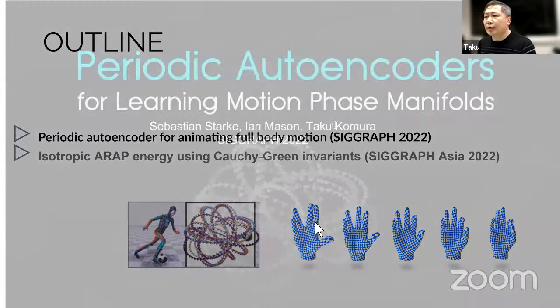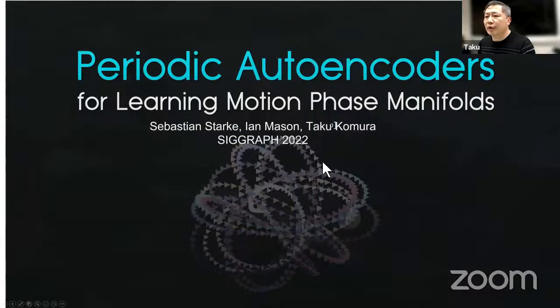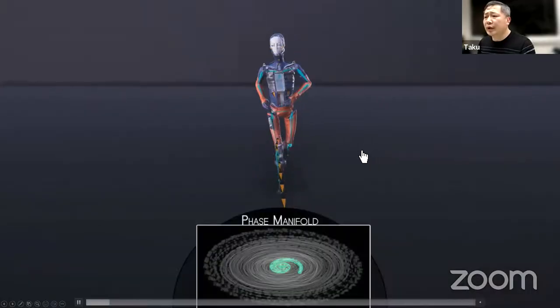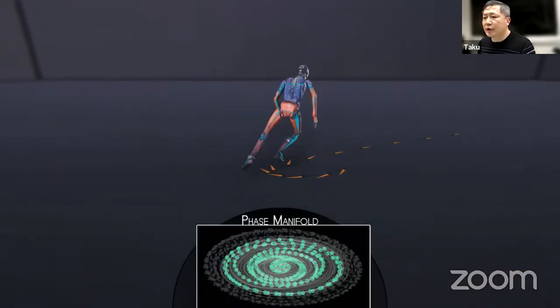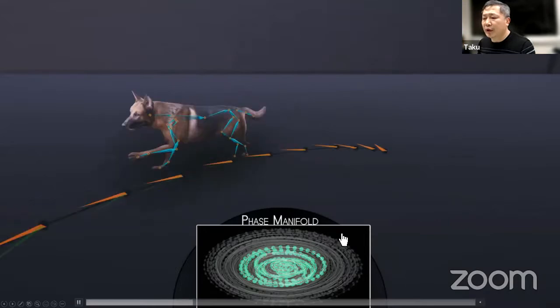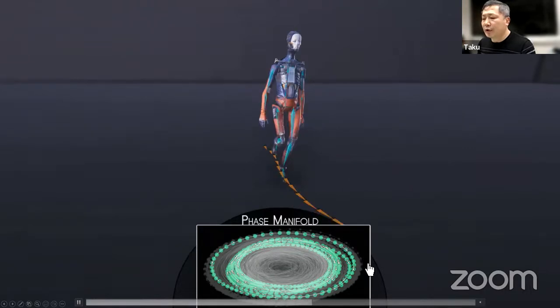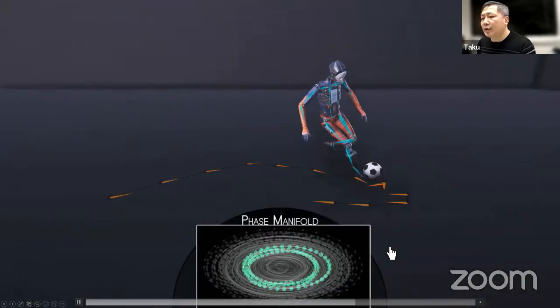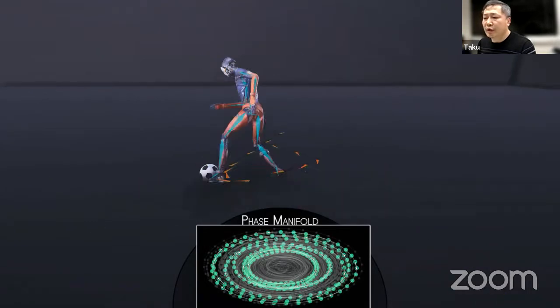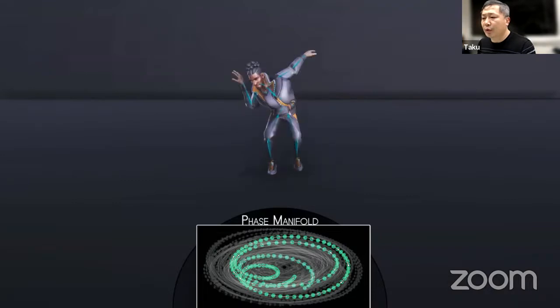Yeah. First I start from the periodic autoencoder for learning motion phase manifolds. This is work done by Sebastian Starke and Ian Mason together with myself. Here is a visualization of the generated motion together with plots of the phase manifold where the characters are moving. You can see that periodic motion can be mapped to this phase manifold. Here it shows different movements: walking in different styles, playing football, as well as quadruped motion and dancing motion.